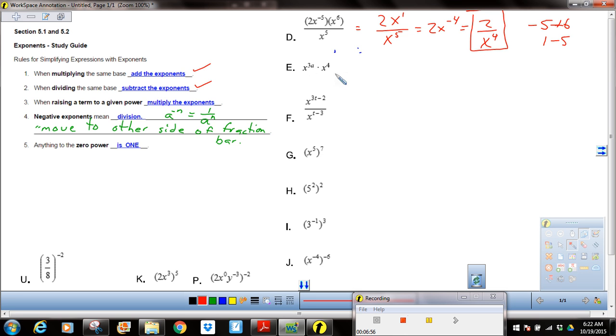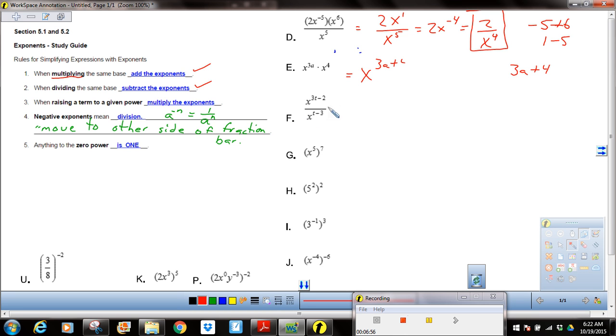Alright, this next one looks a little tricky. Just don't panic and realize we are multiplying the same base. We're going to add the exponents. So when I add the exponents, I get 3a plus 4. And we'll just write this as x raised to the 3a plus 4. Because we don't know what a is, we can't really simplify it any further.